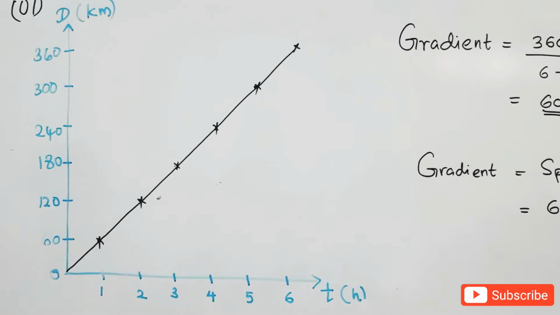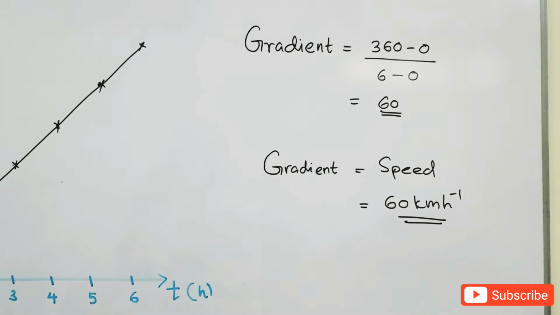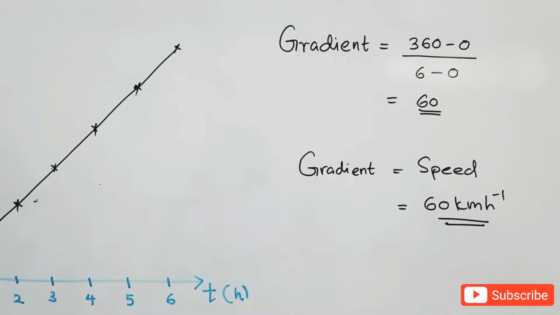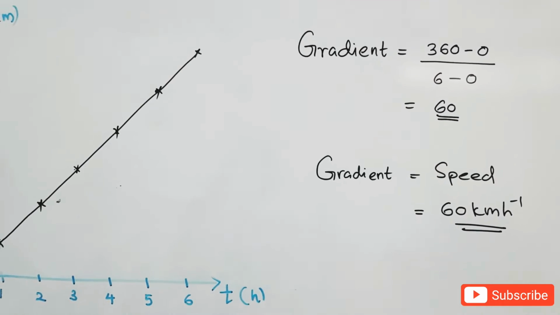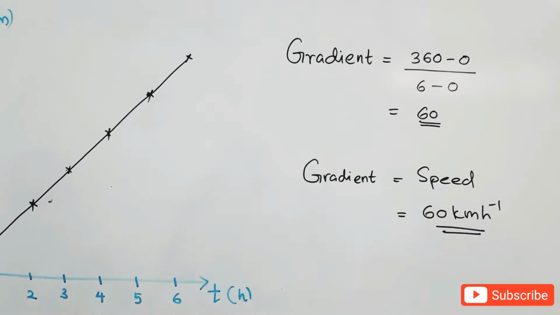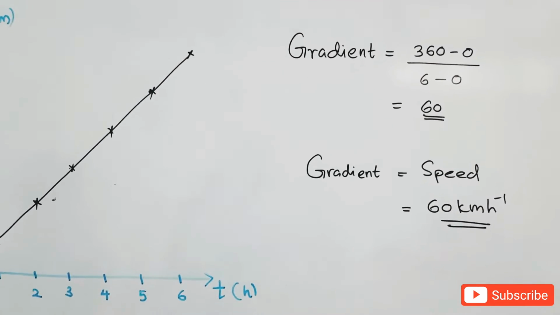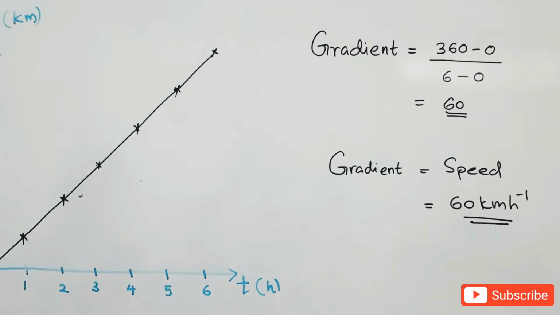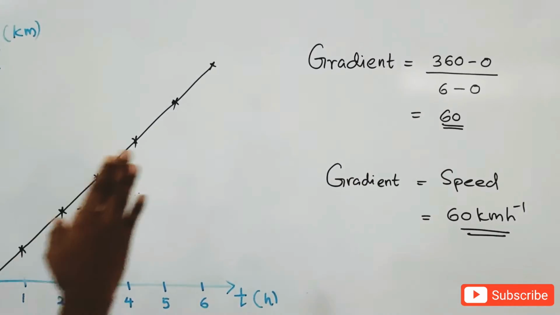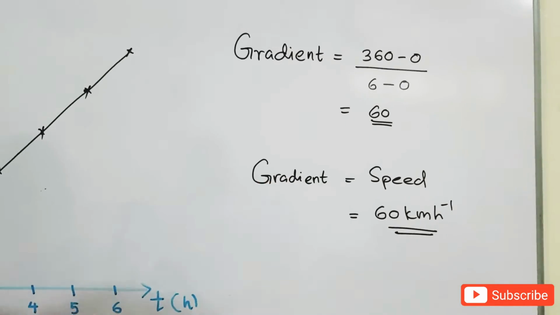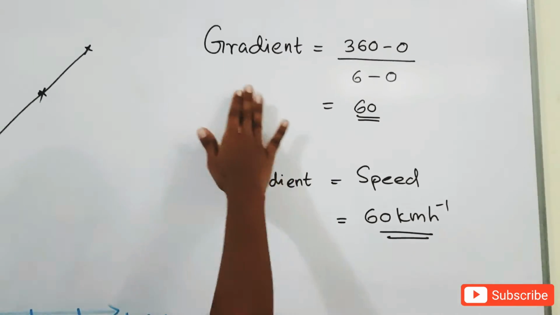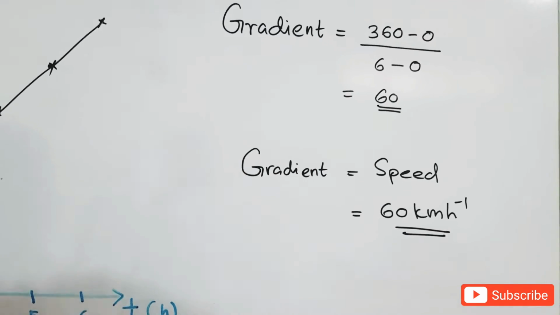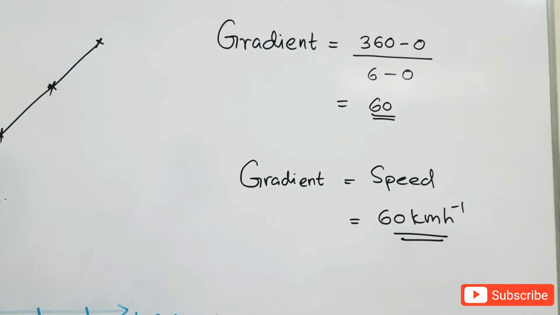Under that, question number 2: find its gradient. When we are finding the gradient, as discussed in the rate part 2, we have to take the normal gradient, y2 minus y1 over x2 minus x1. So in that case it is 360 minus 0 over 60 minus 0, which will give us the gradient as 60.